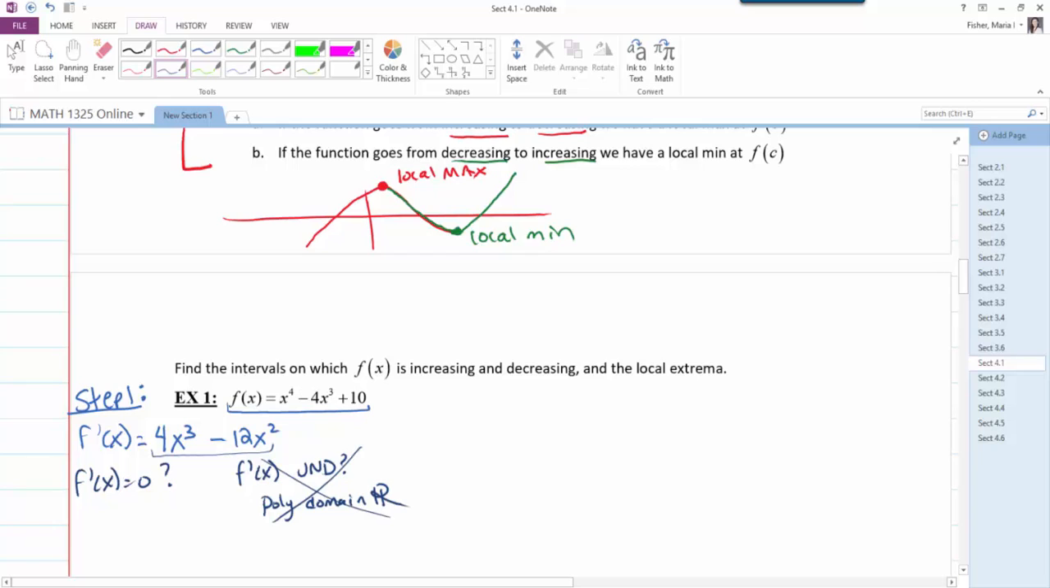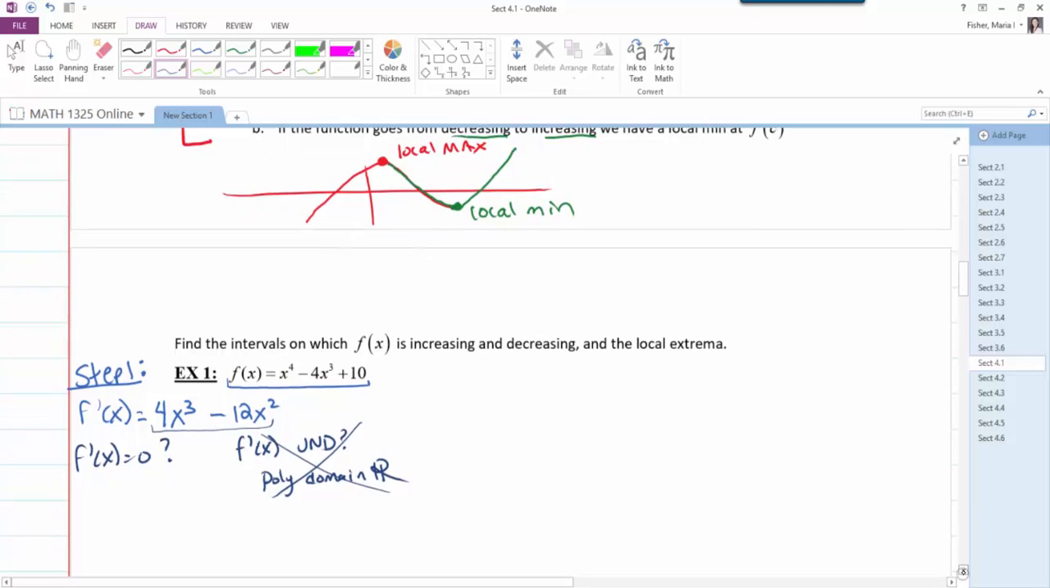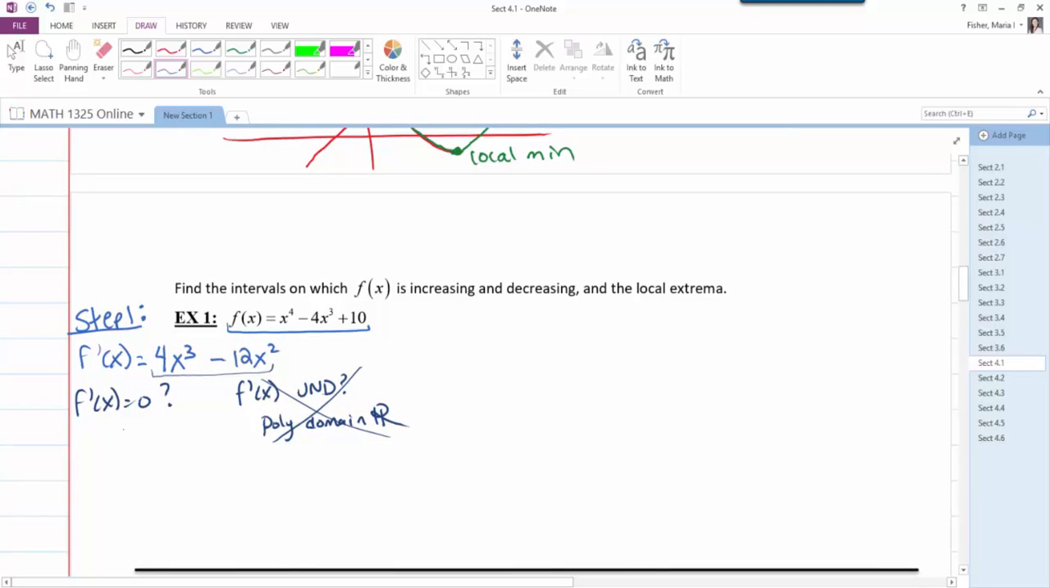Because f prime of x is a polynomial, there's nowhere it's going to be undefined, so we're not going to get any x values for that. In order to figure out where the first derivative is equal to 0, what we need to do is set that first derivative equal to 0 and solve for x. So here, if I were to factor out a 4x squared, the greatest common factor, I'd be left with an x minus 3. If I solve both of these, I have 4x squared is equal to 0 and x minus 3 is equal to 0.